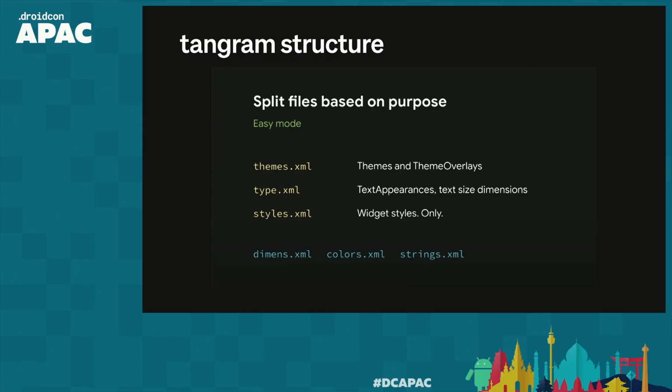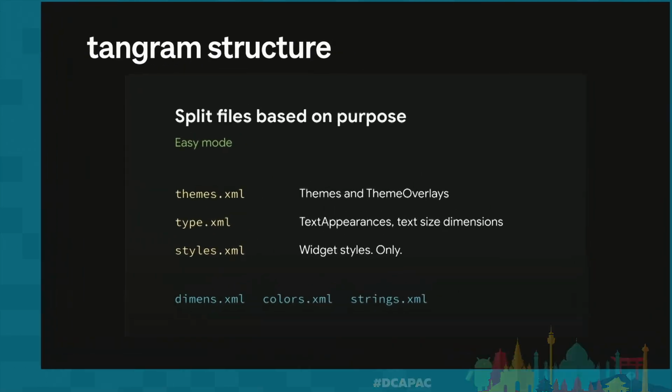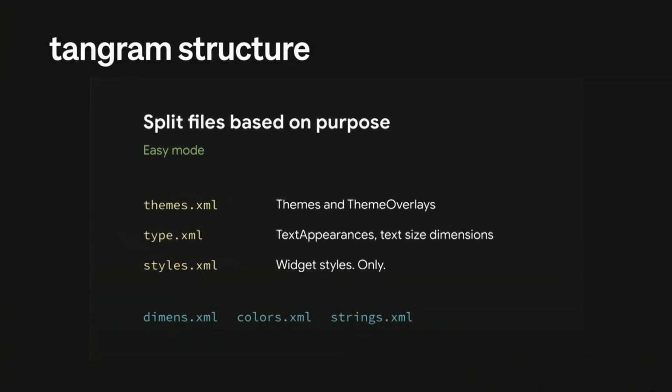So we have Chris's so-called easy mode, which is grouping your resource definitions into a few different buckets, such as theme, styles, and type. And the grouping here is really based on purpose. So the themes file has all your themes in it. Type has everything to do with text, and styles only has widget styles in it.